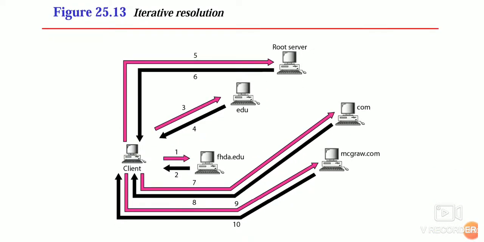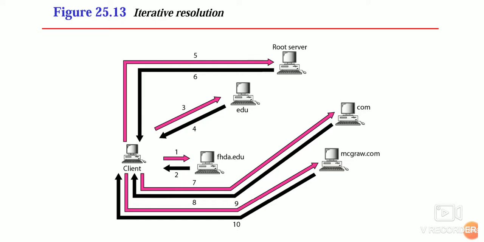And there is one more method called iterative resolution. Let us assume the client is first making a request to the fhda.edu server. It actually wants to reach megra.com, but the nearby server is fhda.edu. So the client is making a request, but FHDA doesn't have it. It doesn't have it, but FHDA may know who can have it. So what is it giving? It is giving the way to reach EDU.